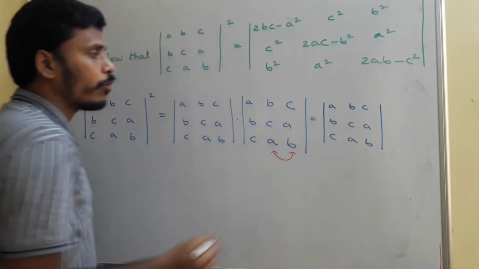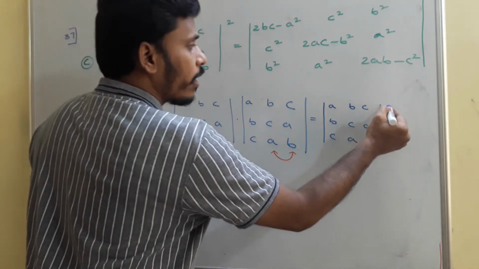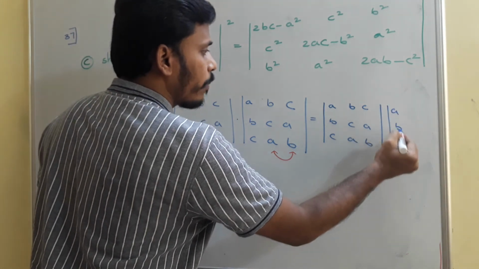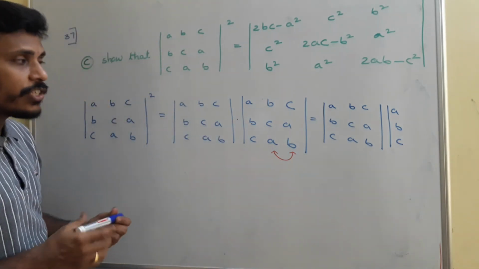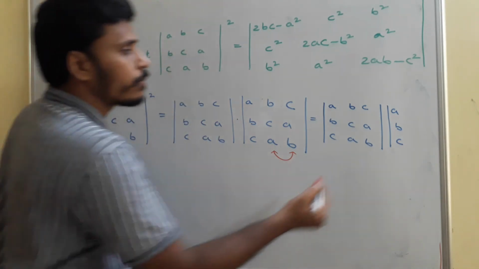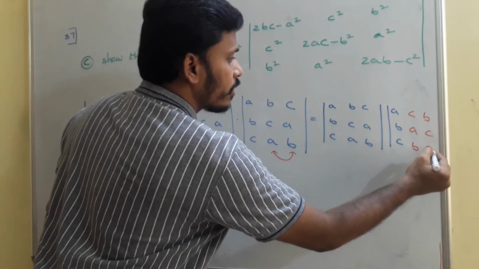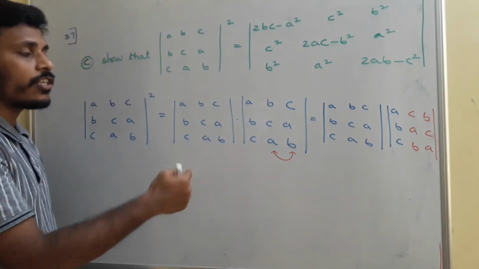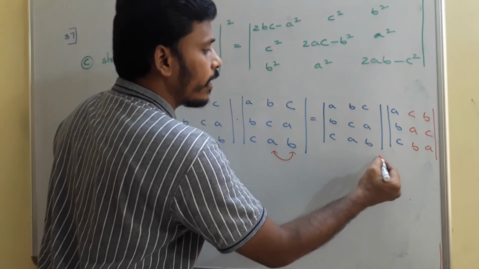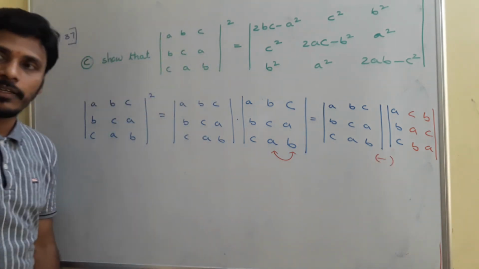What do you say about the second determinant? For the second determinant, again the first column is the same, but here we are interchanging the second and third columns. So I am writing here C, A, B and there B, C, A. If you interchange like that, you need to multiply this determinant with the minus sign.